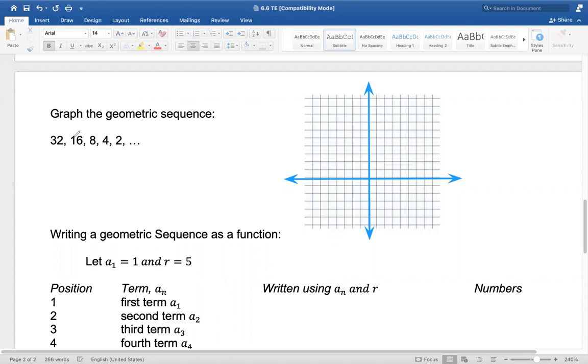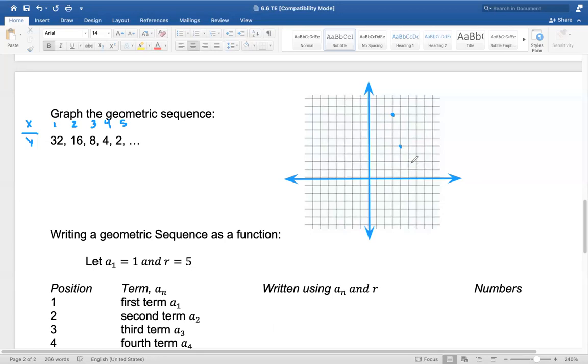If I think of it like an xy table, we have 1, 2, 3, 4, and each one of these represents a term. We can graph these points. 32 is not going to fit, so I'm going to start at 8, and then 4, and then 2. The fourth term in the sequence is 4, and the fifth term is 2.